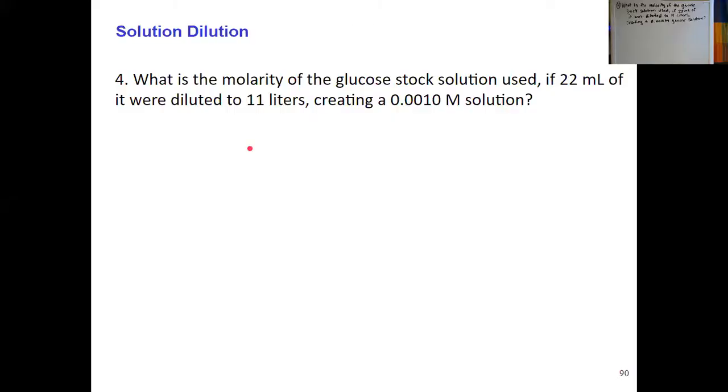All right, let's try one more example of this dilution equation. In this case, we want to know what the molarity of the glucose stock solution is if 22 milliliters of it were then diluted to 11 liters and a 0.0010 molar solution was created. Okay, take a minute, pause this, sort out your information the way that you think it should go. Okay, and then we'll continue on the whiteboard.